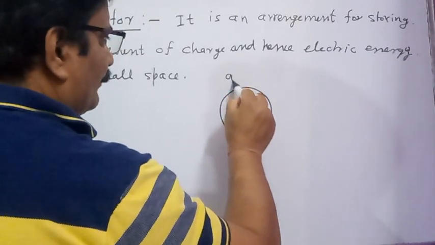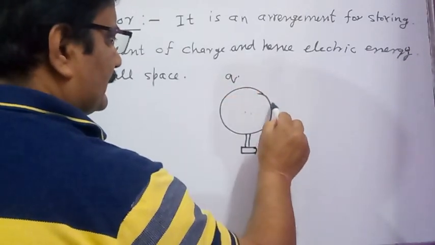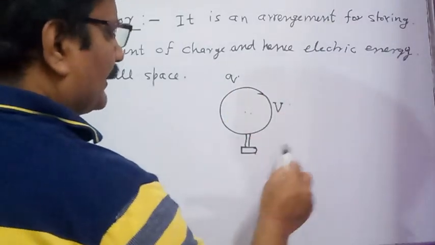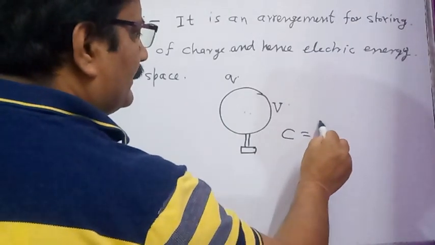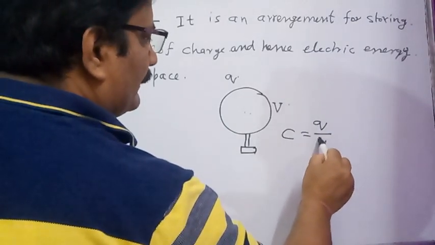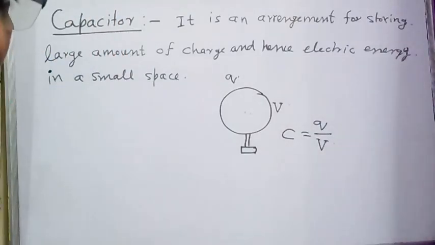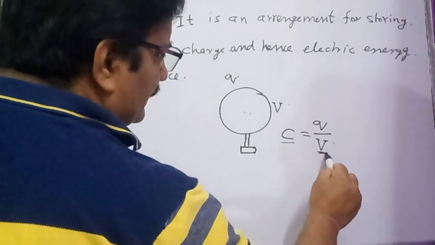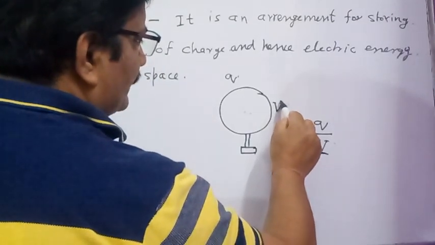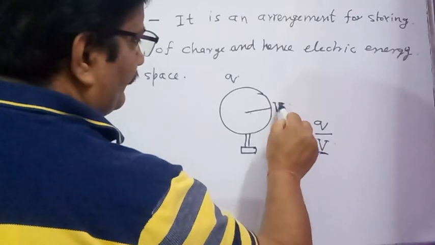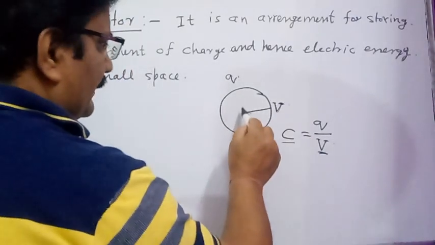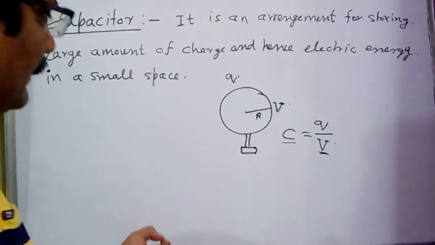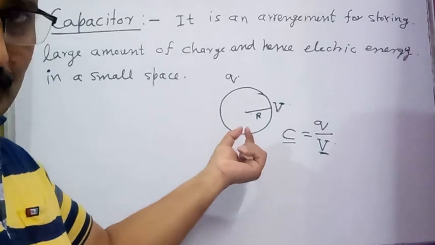and charge Q is given to the conductor and the potential on the surface of the conductor is V, then the capacitance of the conductor C is given by Q divided by V. In this formula, you can see the capacitance of a conductor is inversely proportional to the electrostatic potential on the surface of the conductor. Suppose the radius of this conductor is R. The radius is directly proportional to its size.